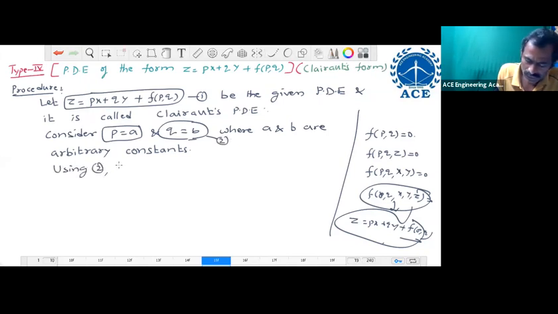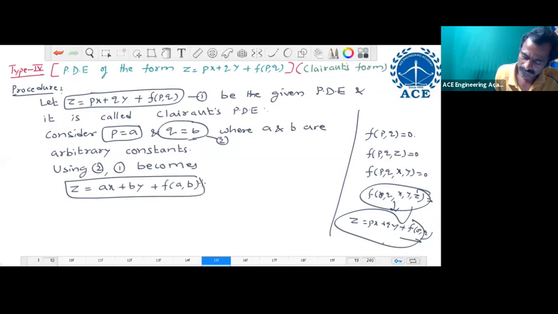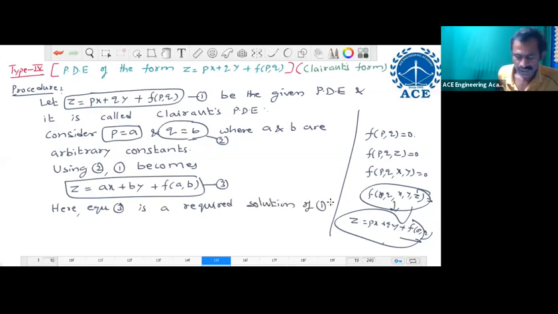Using 2, 1 becomes z equal to ax plus by plus f of a comma b. So this equation 3 is a required solution. Solution 1. That's it. The equation is in this form, or Clairaut's equation.